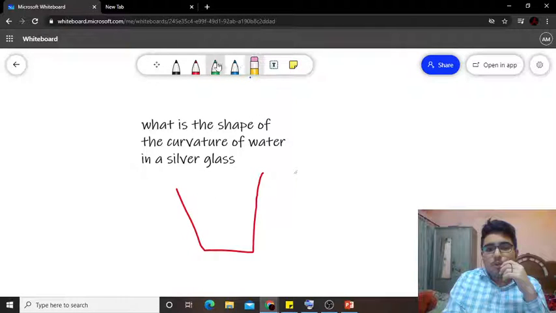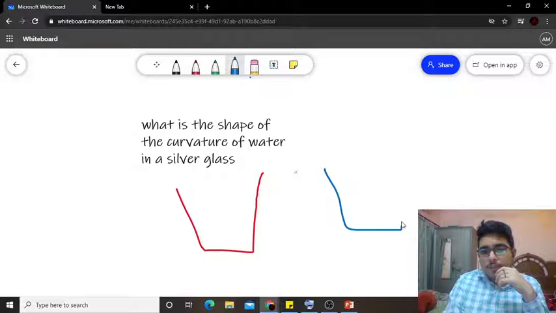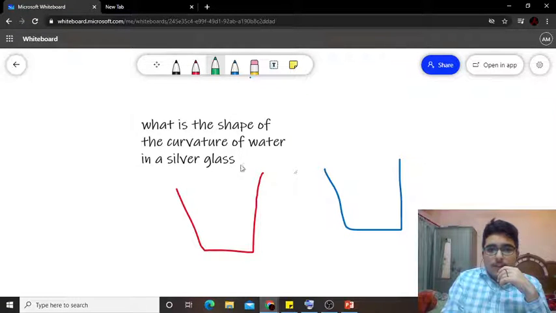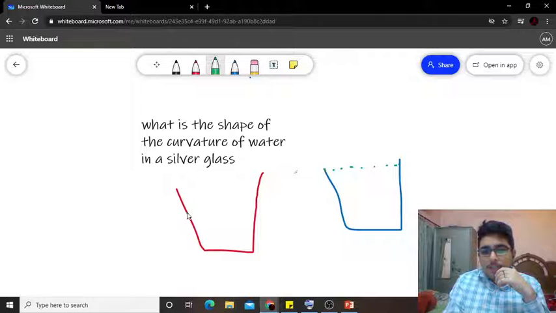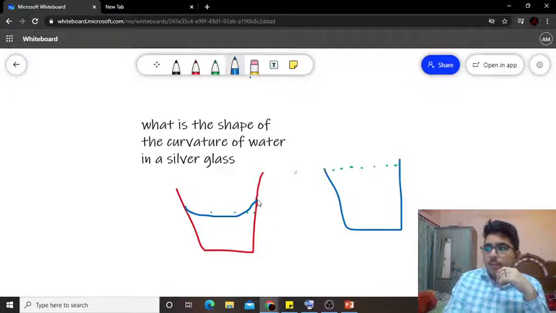So what are we going to do? Firstly, we'll take a glass, normal glass made out of glass, and then we'll take a glass of silver, which is actually a bowl. So first we'll pour water till brim in this glass, and we'll maintain some level in this glass. Okay, so we expect that here the curvature is like this. Due to the adhesive forces, the water molecules are getting attracted towards the surface, the surface of glass. So they are trying to move towards this.